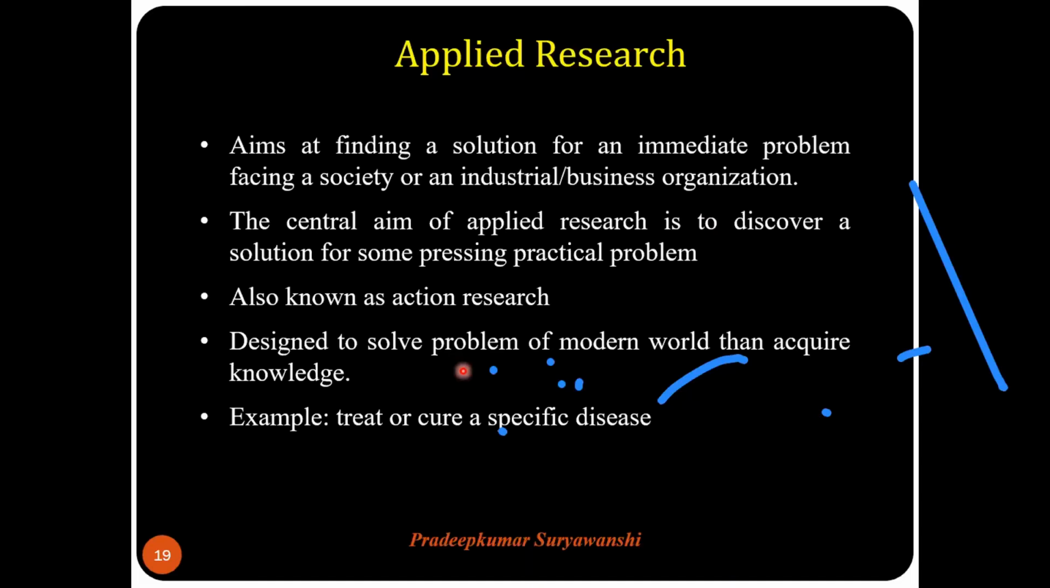Then I have mentioned here the example of treating or curing a specific disease. Okay, so I give you the example of COVID-19 for this. That is what is applied research. So in all these pharmaceutical companies, what they are doing is that they are trying to apply the available chemical formulae to come up with the kind of vaccine which will be applied to COVID-19, without going into much descriptive and analytical research as such. And they are trying to find out an immediate solution for this. Okay, so hope it is clear.